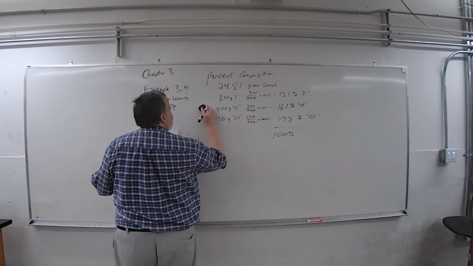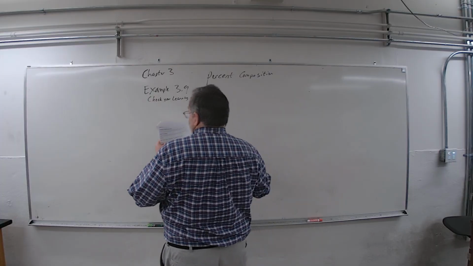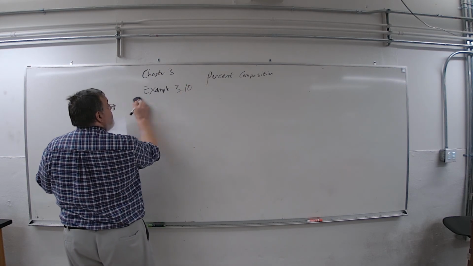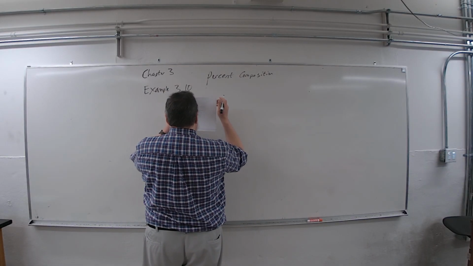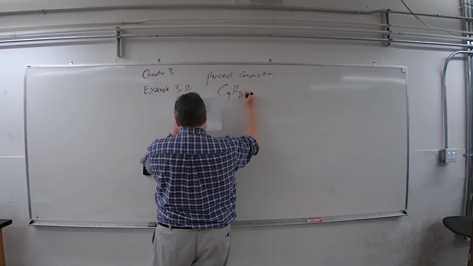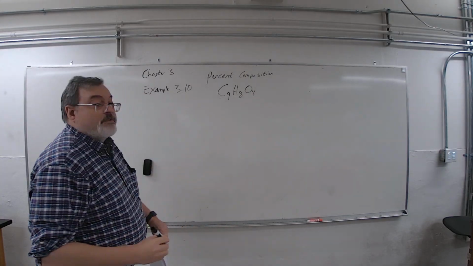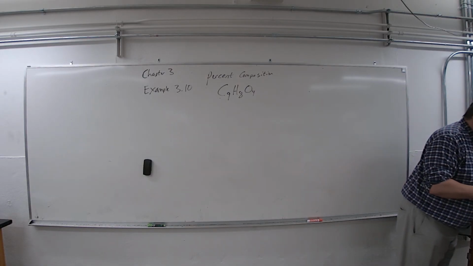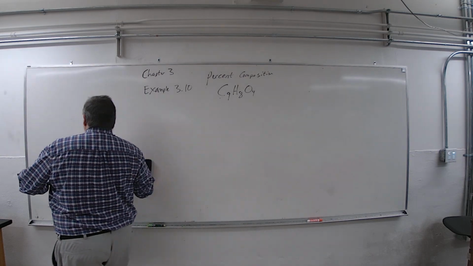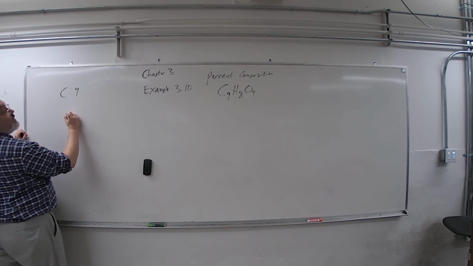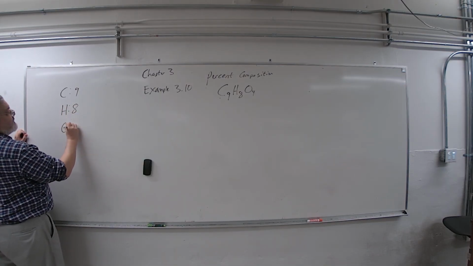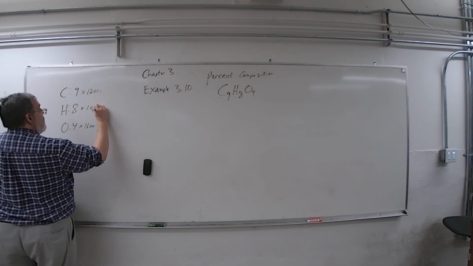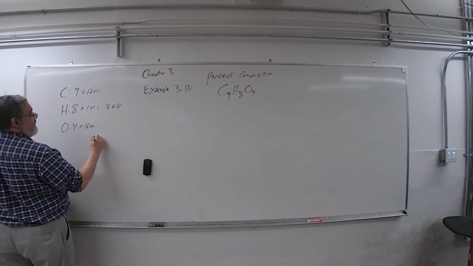Twist on this, what if I gave you this formula? Okay, now what's the percent composition? You can still do it by doing it in grams per mole. Carbon, there's 9 of them. Hydrogen, there's 8 of them. Oxygen, there's 4 of them. Carbon is 12.01, hydrogen is 1.01, oxygen is 16.00. That gives 8.08 for hydrogen and 64 for oxygen.